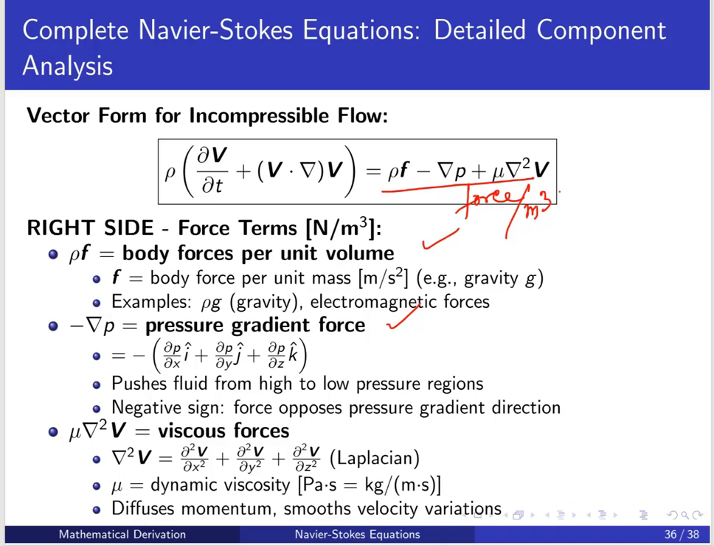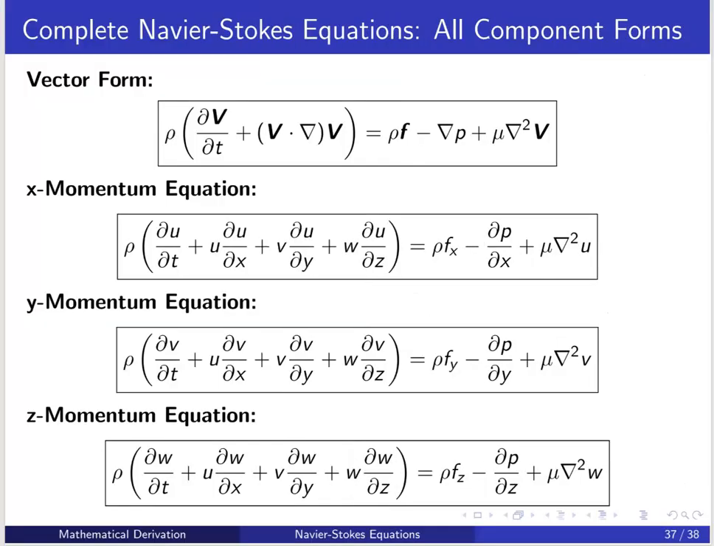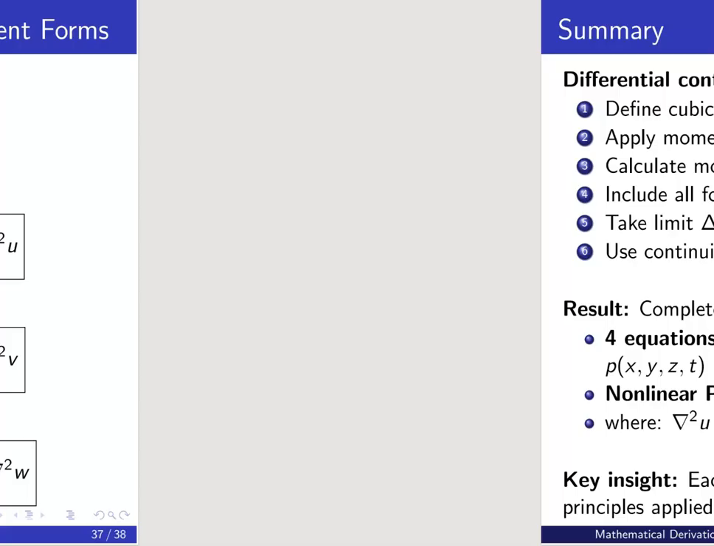So nabla squared v is nothing but ∂²v/∂x² plus ∂²v/∂y² plus ∂²v/∂z². That is the Laplacian, and mu is the dynamic viscosity in Pascal second or kg per meter second. That is diffusing momentum for smooth velocity variation. Okay, so here this is the body force, this is the pressure force, and this is the viscous force. Now these are the terms of the Navier-Stokes equation, the complete form.